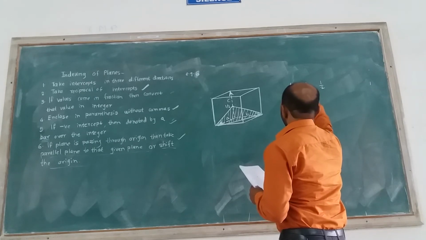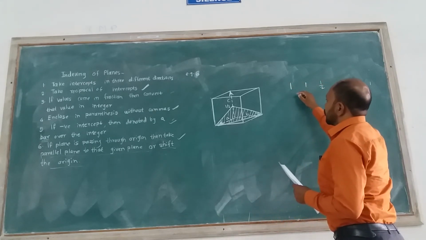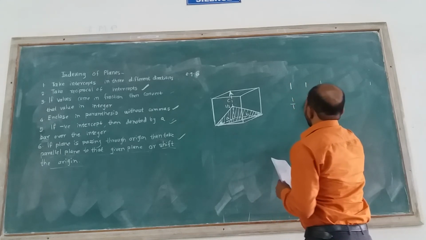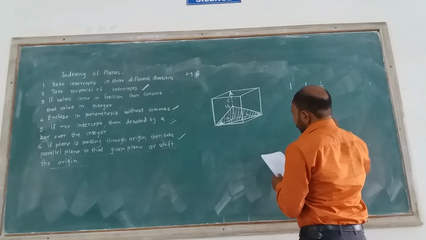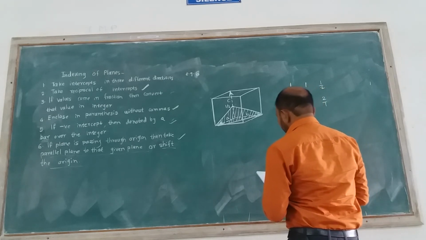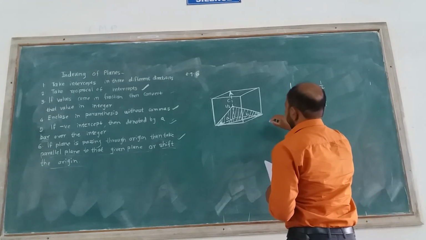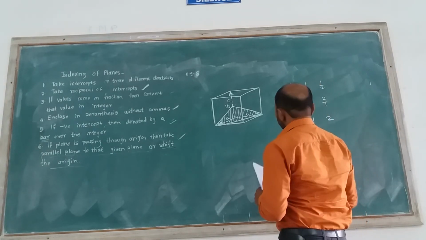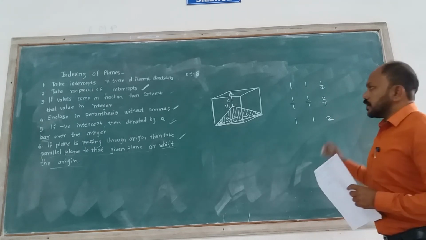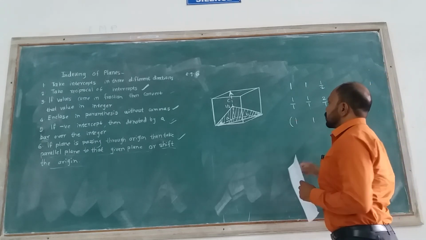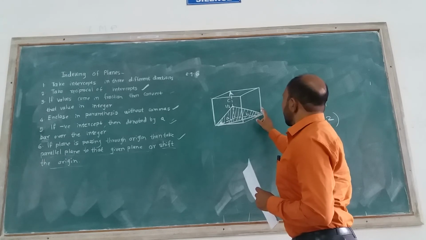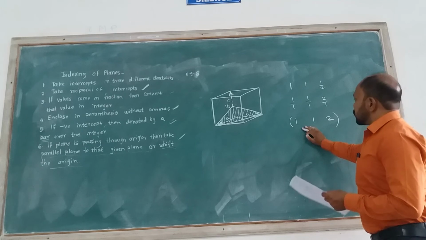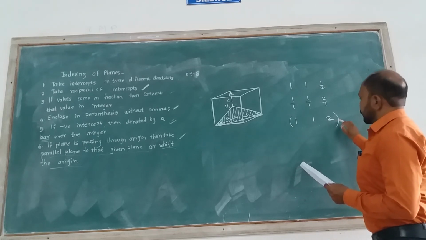Okay. Now, if we find out the values, then if we find out the reciprocals, so 1 upon 1, 1 upon 1, and here 2 upon 1. This becomes the values, so these values become 1, 1, and 2, and these are integer values. And take these values in parentheses. So for this, 1 1 2 value.